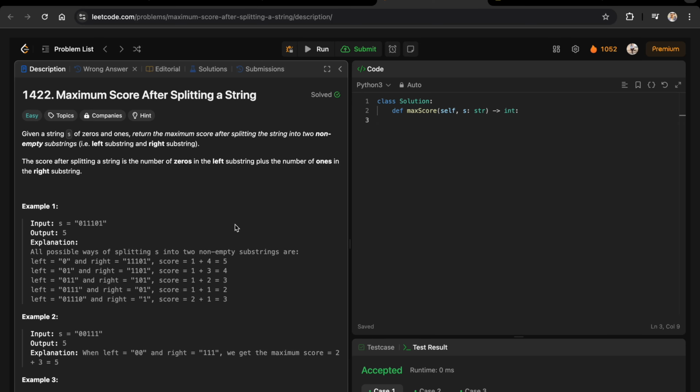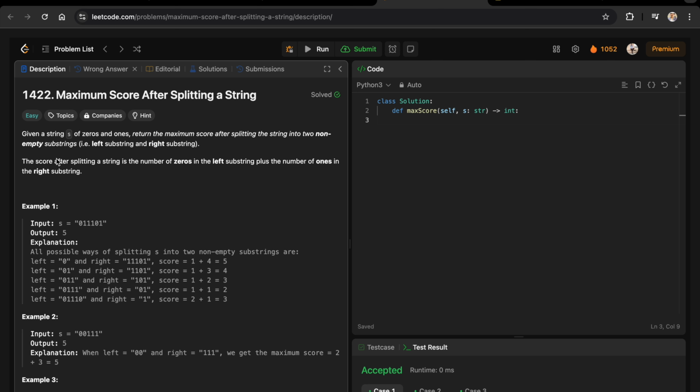Today we will be solving a Leetcode problem of the day. The problem name is maximum score after splitting a string. In this question we are given a string S consisting of zeros and ones, and we have to return the maximum score after splitting the string into two non-empty substrings. That is, we have a left substring and a right substring.